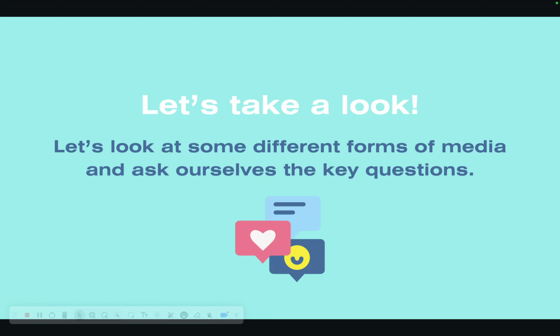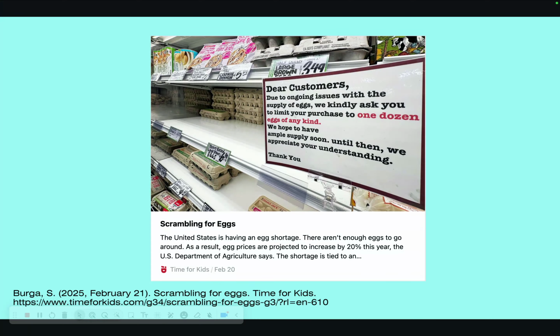All right, now let's take a look at some different forms of media and ask ourselves the key questions. So look at this article here, Scrambling for Eggs. I found this article on Time for Kids, and at this point I would be modeling how I would answer these key questions if I were one of the students.